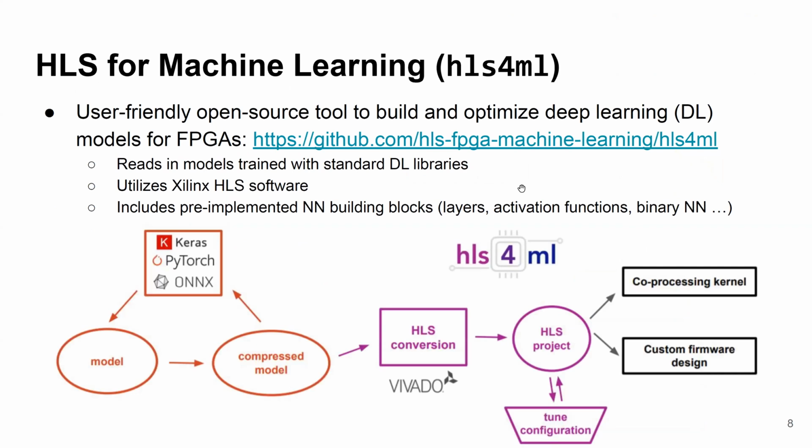So what is HLS for ML that I mentioned earlier? HLS for ML is an open source tool for building and optimizing deep learning models for FPGA applications specifically. It reads in models that have been trained on your standard deep learning libraries in Python, and then converts it to HLS and uses the Xilinx Vivado HLS software to then take that HLS and prepare it for FPGA applications. HLS for ML also comes with common neural network building blocks already built in. That is to say, common activation functions and stuff like that that are used all over the place.